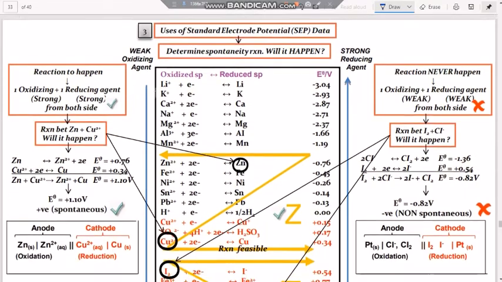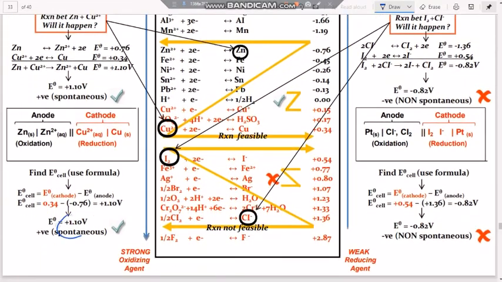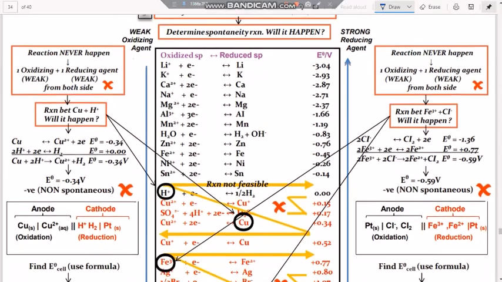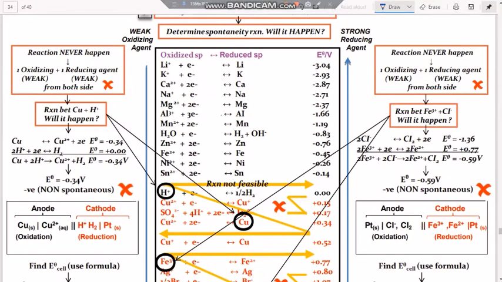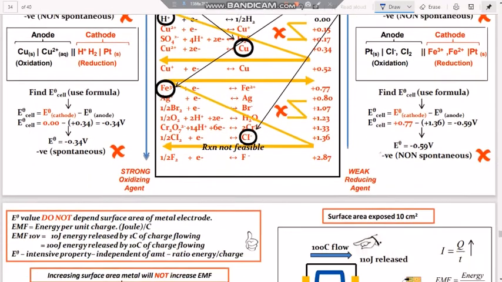So that can be understood by taking different kinds of electrodes and we can check it. If E naught cell is positive, it means spontaneous; if negative, it means non-spontaneous. So for determining the spontaneity of the reaction, this E naught cell value is very much useful.